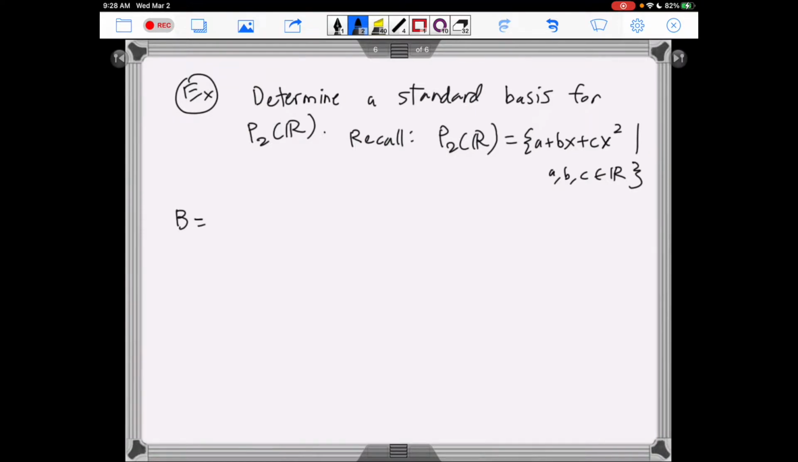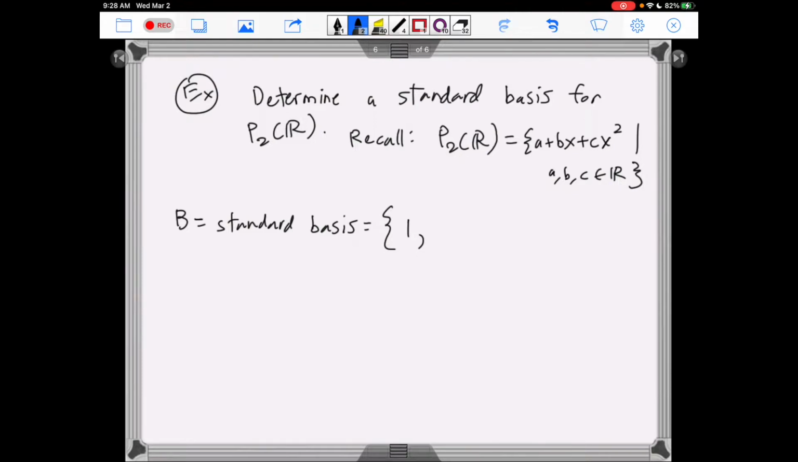So what will our basis be? Well, remember what I said? Put a 1 for each constant and a 0 everywhere else, right? So in other words, our first one is going to be for when we have a equals 1 and b and c both 0. So that would be 1.